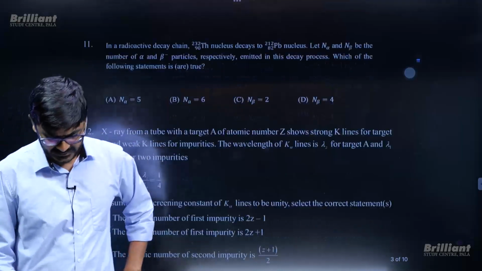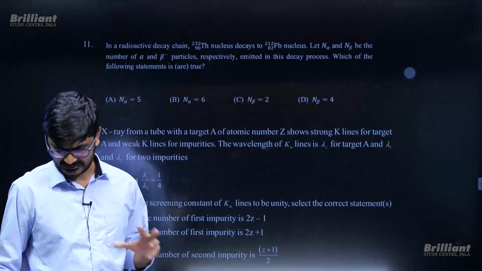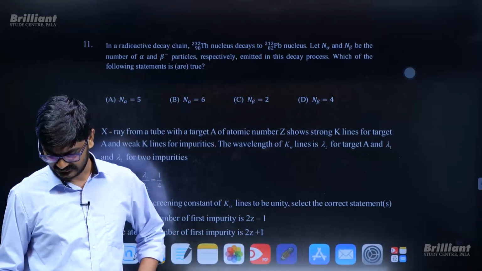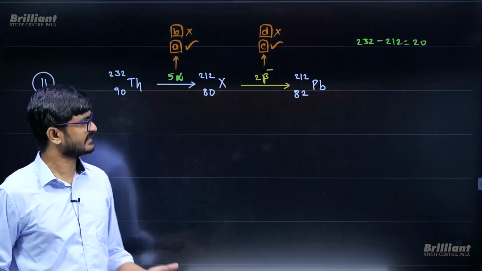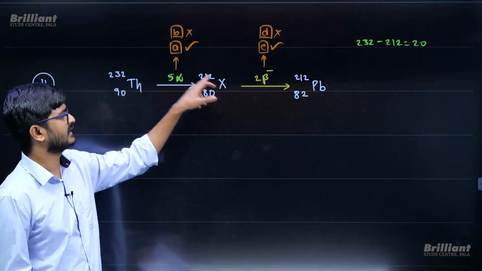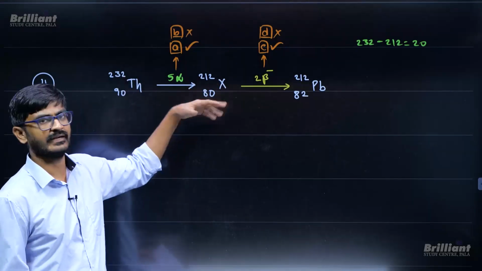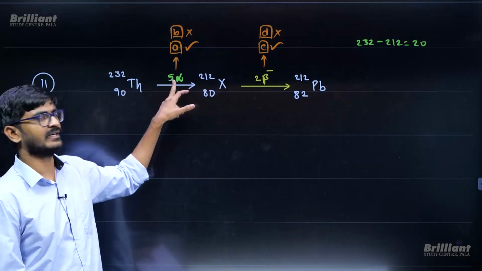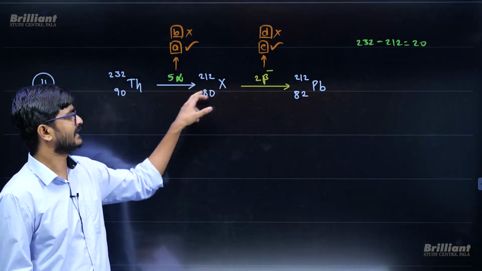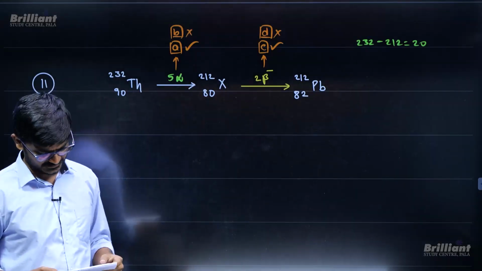In a radioactive decay, thorium is decaying by emitting alpha and beta particles, and we need the number of each. You can guess it, but the easy way is to look at the difference in mass number here. It is 20. This difference happens only because of alpha. With a difference of 20, 5 alpha particles must be emitted. If 5 alpha particles are emitted, there will be a difference of 10 here, but this has to become 282. So there must be 2 beta particles.